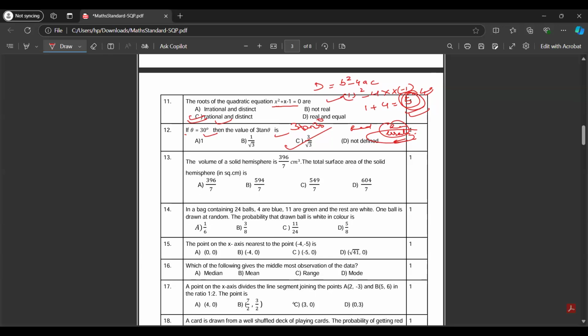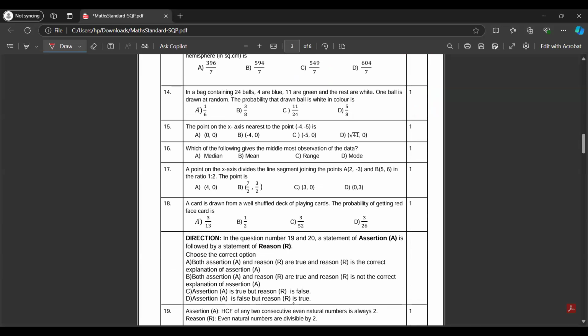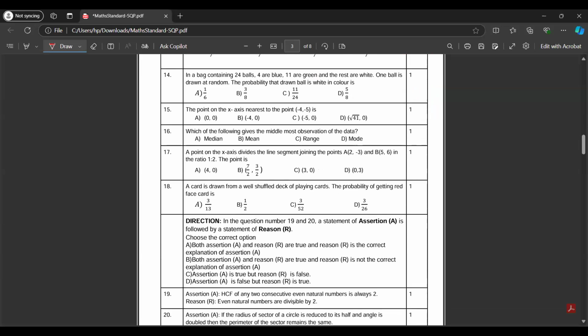Now next is question number 14. In a bag containing 24 balls, 4 are blue and red. So total balls are how many? 24. Now you have to find the ball is white in color. So how many are white color balls? 9. The number of white balls will be 9. So the probability of white color will be 9 by 24, right? Yes, ma'am. So 3 3s are 9 and 3 8s are 24. Clear?